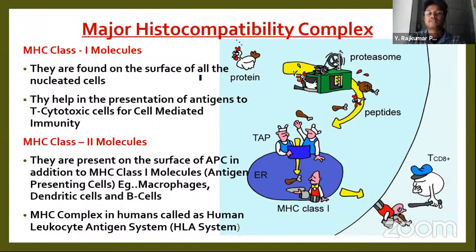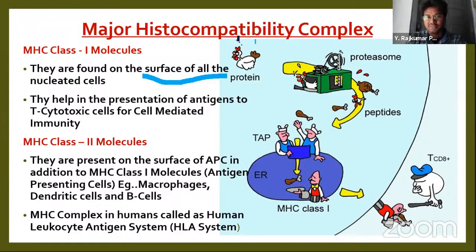They are found on the surface of the nucleated cells. So these are the molecules present on the surface of the nucleated cells. They help in the presentation of the debris, the presentation of the antigen determinants. Major histocompatibility complex helps in the presentation of antigen determinants. Just now I told you about the presentation of antigens, what it means. So in that process, the major histocompatibility complex is useful.